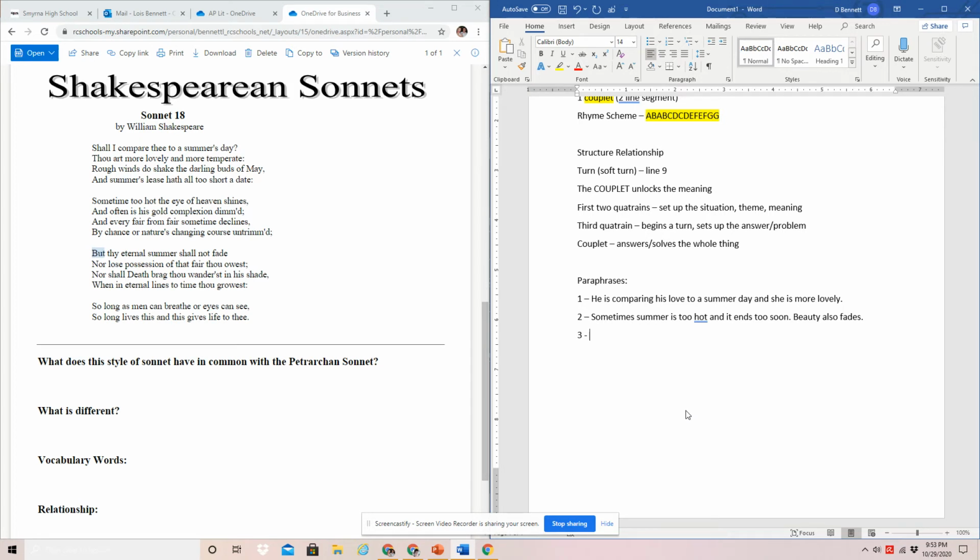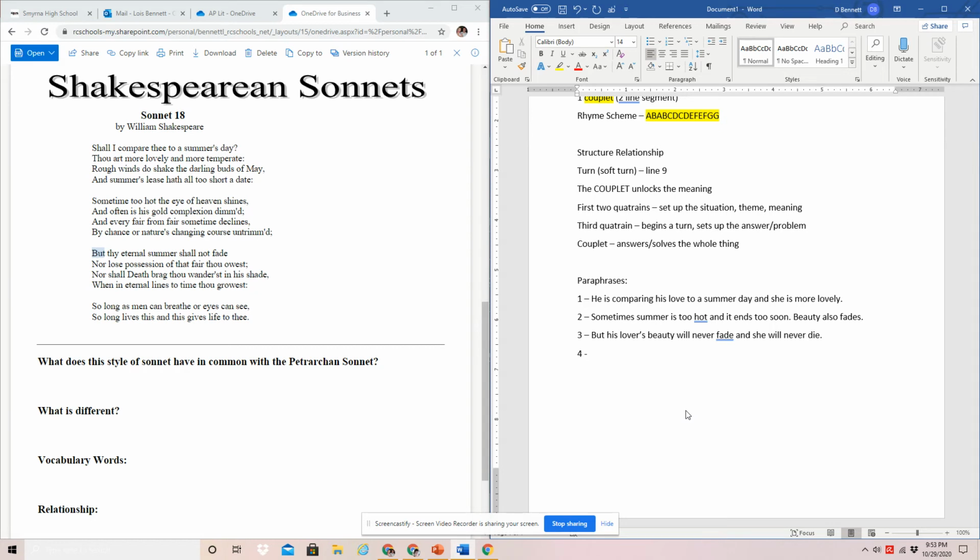Then in the third quatrain, where that soft turn occurs, he sets up a new problem or brings the main point into the spotlight by saying that his lover's beauty will never fade and she will never die. This leaves us puzzled, saying, how can that be? Of course she will die. Everyone dies. All beauty fades. How can that be? So we have to look to the couplet for the solution.